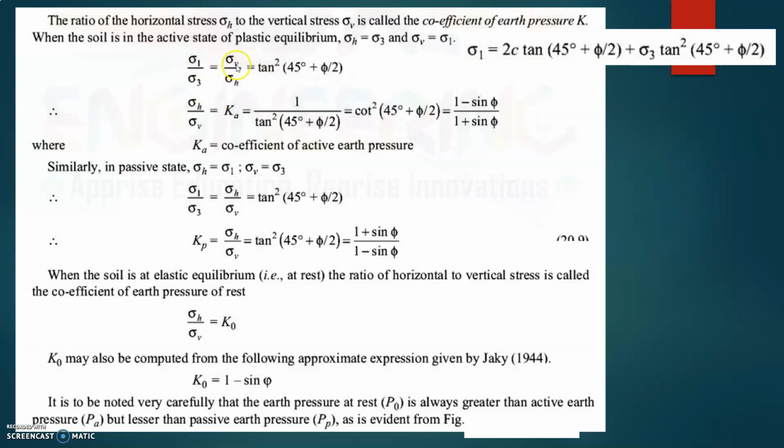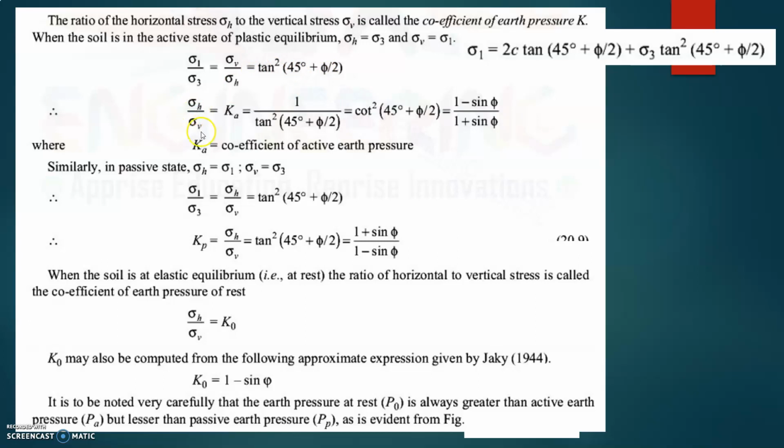This is for the active state. In the active state, sigma 1 is equal to sigma v, so sigma v divided by sigma h is equal to tan squared(45 plus phi by 2). The coefficient of earth pressure is the ratio of horizontal stress to vertical stress, and this is the coefficient of active earth pressure Ka. So K is equal to sigma h divided by sigma v, which is equal to tan squared(45 plus phi by 2).